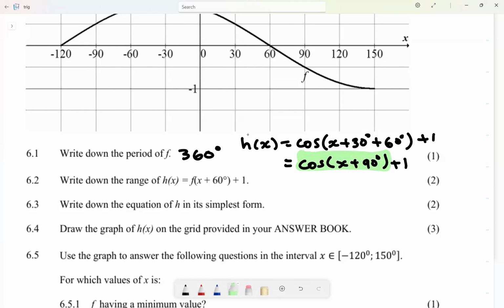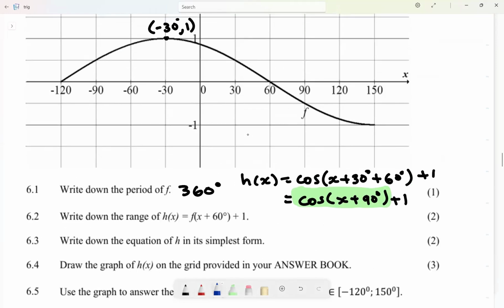What is the range before we added 1? What was the range of this one? This is just a cos graph that shifted 90 units to the other side. You check the amplitude here. The amplitude is 1. So for this graph, the range is y from -1 to 1, since the amplitude is 1.